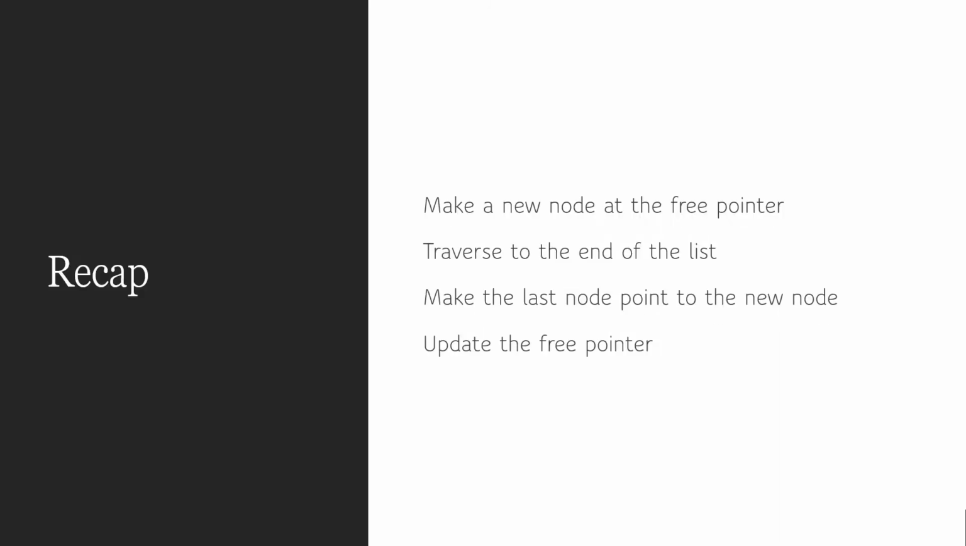So just to recap what we did, we made a new node at the position that was shown by the free pointer. We traversed to the end of the list to find the empty pointer at the end of the list. We changed that so now it points to the free node, and then we update the free pointer.